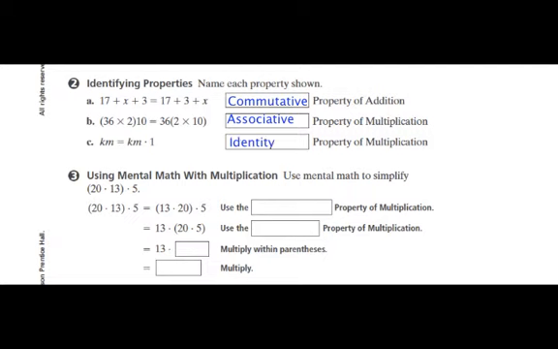Example number 3, using mental math with multiplication. Use mental math to simplify the quantity 20 times 13 times 5. We'll begin by using the commutative property of multiplication to flip-flop 20 and 13. Then we can use the associative property of multiplication to regroup around 20 times 5. We multiply in the parentheses. 20 times 5 is 100. So now we have 13 times 100, which is 1,300.